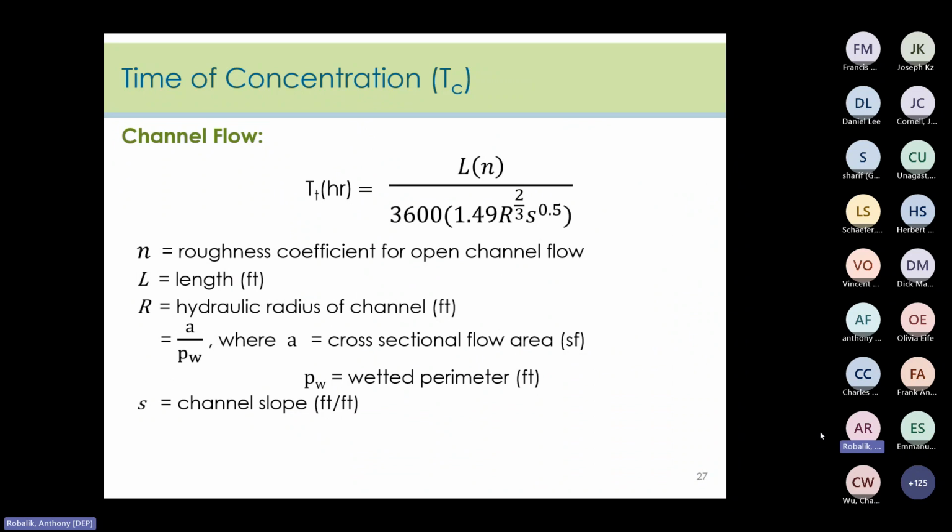Okay, and the last travel time we need to calculate is for open channel flow. For this calculation, we need the length of this segment, the roughness coefficient for open channel flow, which is different from the other Manning's n value previously covered, the hydraulic radius, and the channel slope. The Manning's n values for open channel flow can be obtained from standard hydraulics textbooks. The hydraulic radius is equal to the cross-sectional flow area divided by the wetted perimeter, and that's the surface of the channel bottom and sides that are in direct contact with the flow.